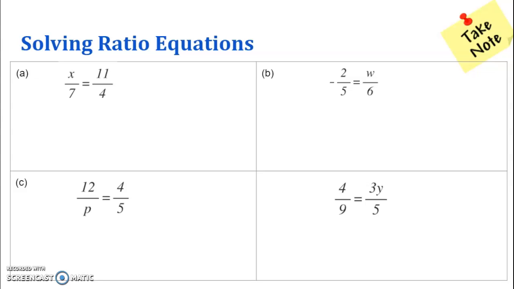So if you have these two fractions being equal to each other, we actually say that a ratio is a fraction, or another word for fraction, that relates how two numbers are related. And then when you have two ratios being equal, we say this is a proportion. So you have an equation x over 7 is equal to 11 over 4.